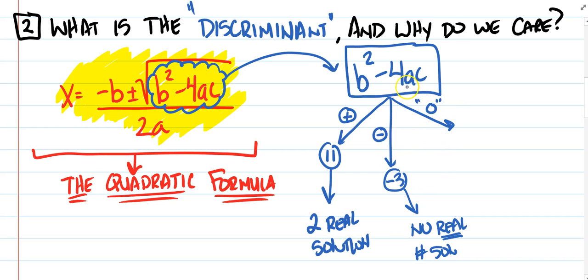And then if your discriminant, if the b squared minus 4ac is actually the number 0, then that implies there is only 1 real numbered solution, meaning that the parabola or the graph will only touch the x-axis in 1 spot. So this is what the discriminant is, and this is why we care about it. It tells us how many solutions our quadratic is going to have.